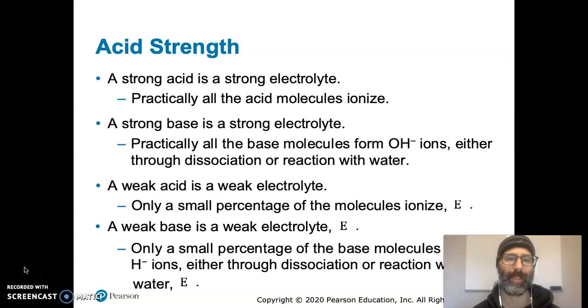We're going to be going over weak acids and strong acids.